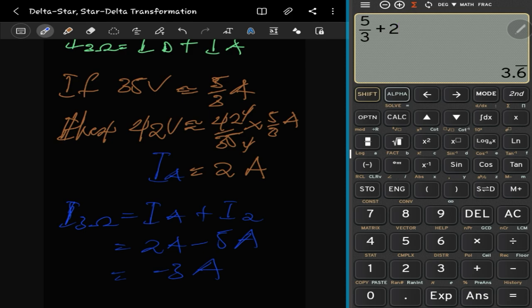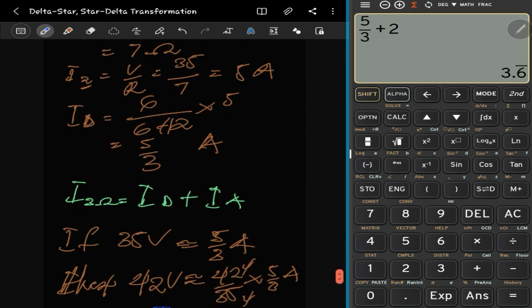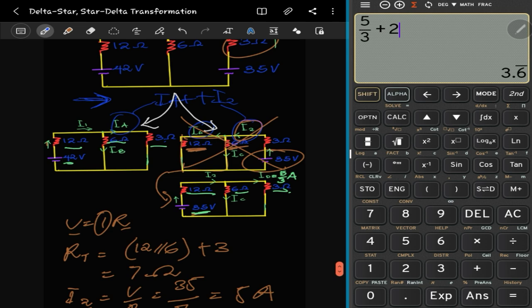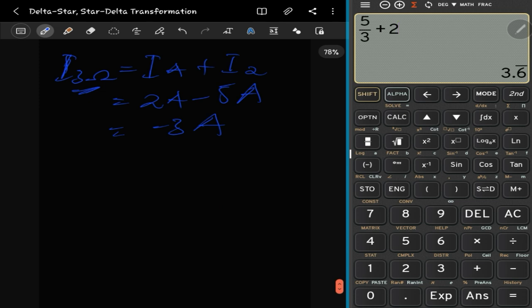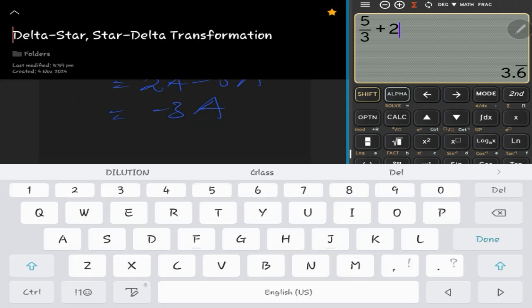What this is saying is that when we chose this direction, the computation gives a negative result. This means the actual direction of the current through the 3 ohm resistor is opposite to the one we chose. So the actual direction of the current through the 3 ohm resistor is this. Okay, so that's it. Using superposition and reciprocity, which is the main thing we are doing here, to find the current in the 3 ohm resistor.